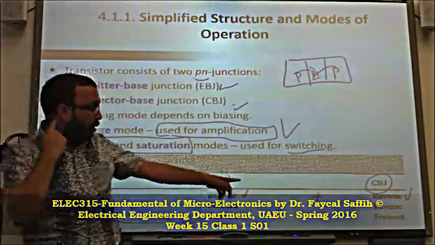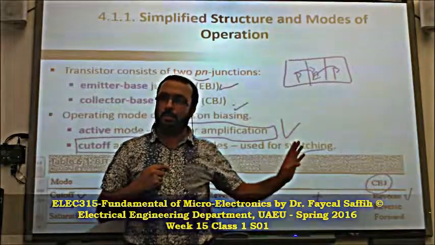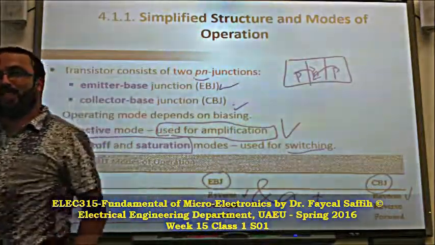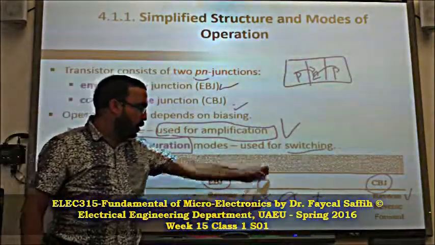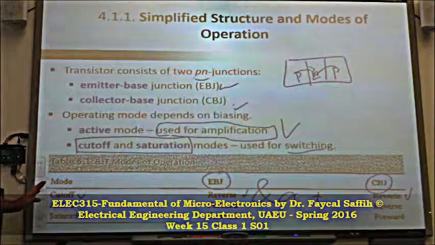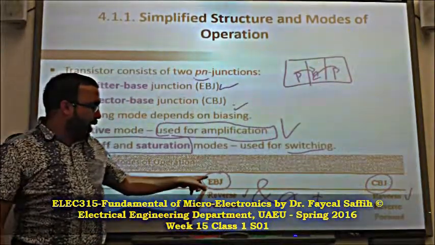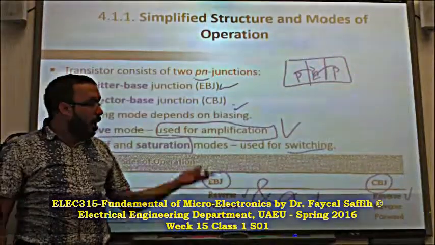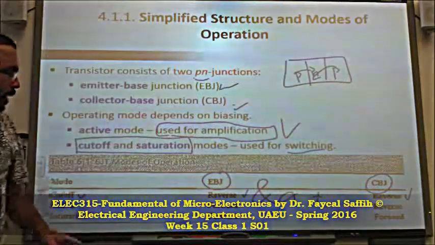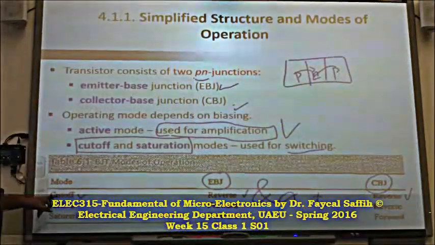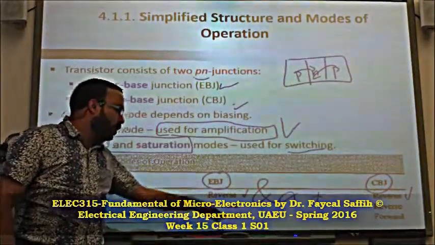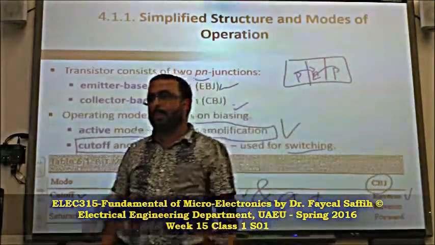Both have to be. It's a nice one; this column is this and that. Now for the active mode, the emitter base junction needs to be forward biased and the collector base junction needs to be reverse biased. And last but not least, the saturation is the opposite: the emitter base junction forward biased, and the collector base junction needs to be forward biased.